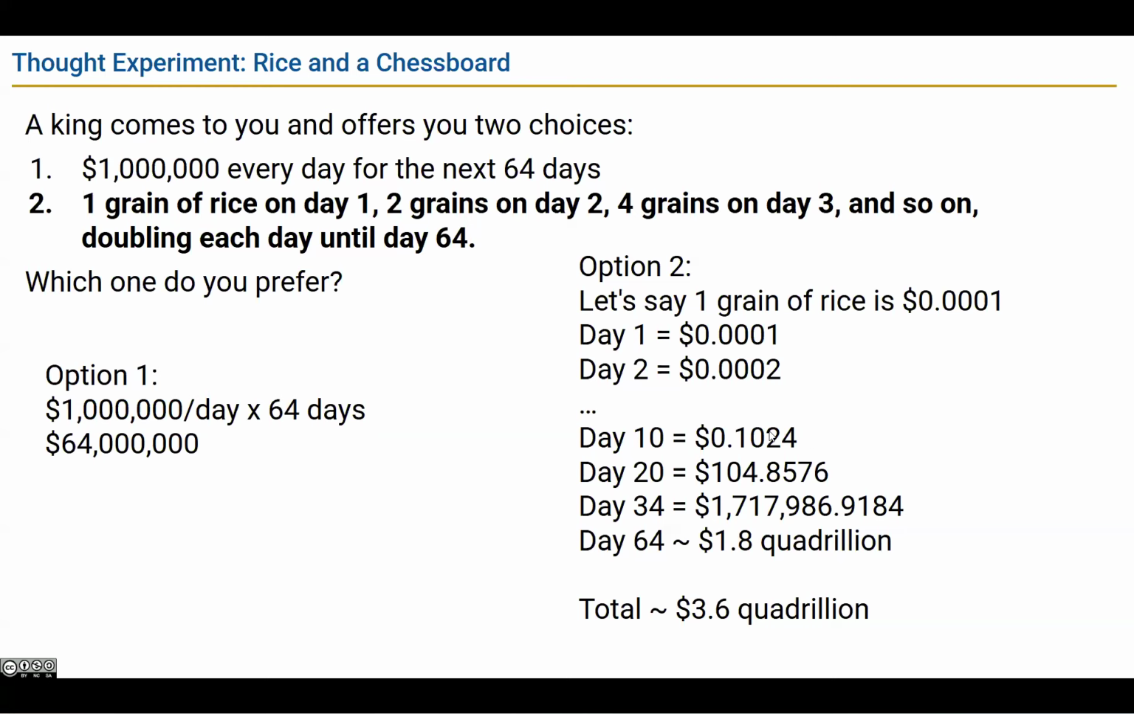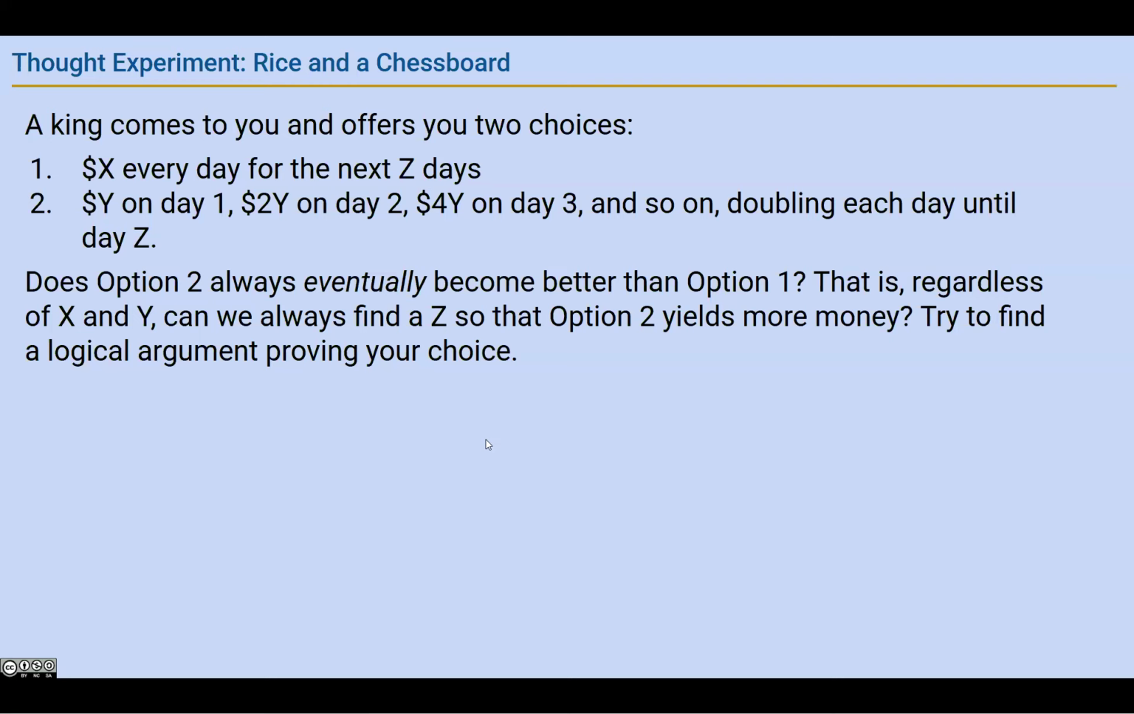But in any case, let me ask you another question. Instead of being $1 million in one grain of rice, what if we just changed those values a bit? Let's say that instead option one is X dollars a day for the next Z days, where Z is just some arbitrary number, X is some number, and Y is some really small amount. On day one, you get just Y dollars. Day two, you get 2 times that. Day three, you get 2 times the previous day, and so on until day Z.